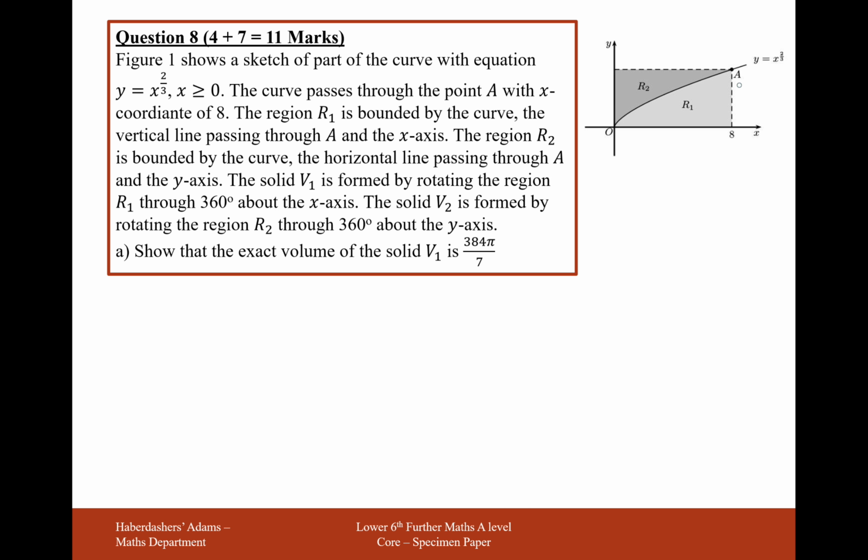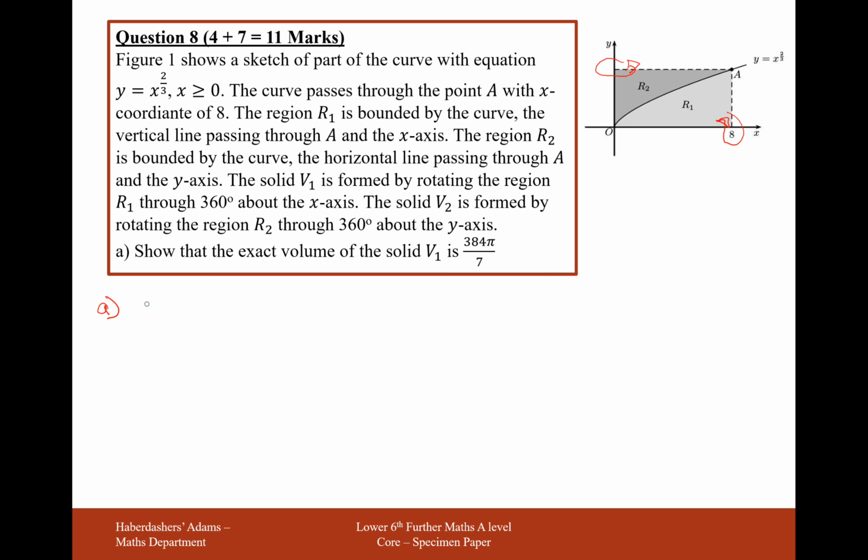It's rotated 360 degrees through the x-axis. The solid V2 is formed by rotating R2 around the y-axis, right? Okay, so it's not just a case of taking that cylinder and taking it away. This one here is going to rotate that way round, and this one here is going to rotate that way round. Show that the exact volume of the solid V1 is equal to this.